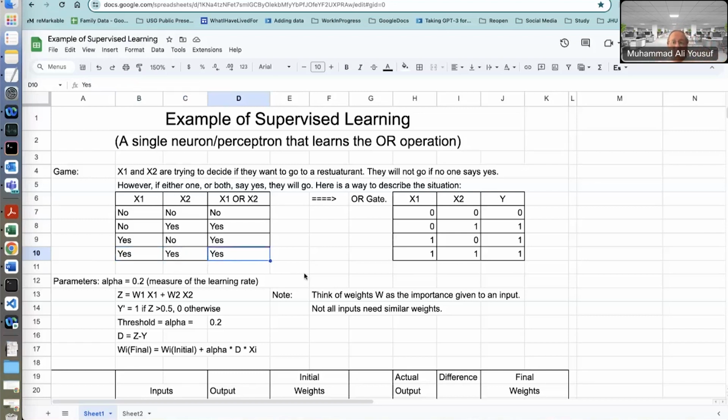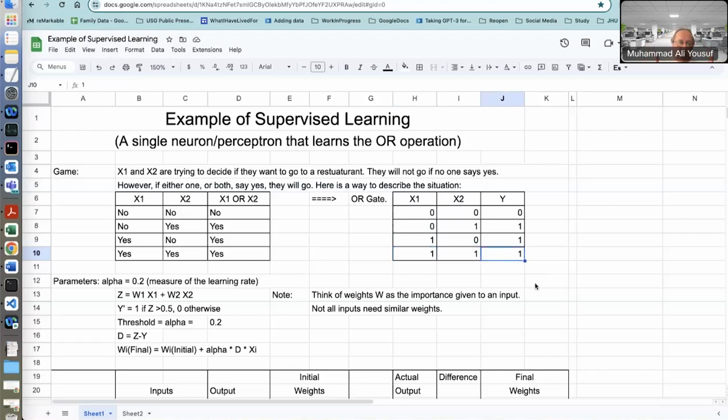I can simplify this table to look more scientific by replacing no with a 0 and yes with a 1. And what you see on the right hand side is this table. It is exactly the same thing, but it says 0, 0, which means no, no; no, yes is 0, 1; yes, no is 1, 0; and yes, yes is 1, 1. This structure that you have just seen is also called in electrical engineering an OR gate. And in computer science also, it is called an OR gate. We are going to focus on this.